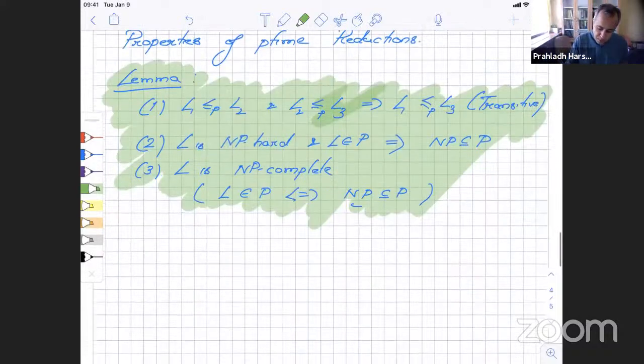Okay, now let's go back to 3-SAT. We use it as the starting point: 3-SAT is NP complete.